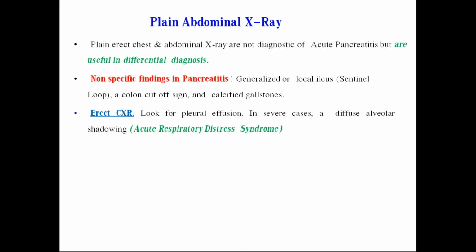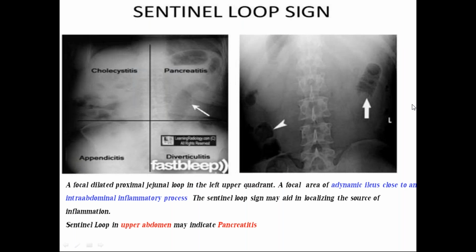The chest X-ray is done to rule out pleural effusion in severe cases, and in very severe cases, diffuse alveolar shadowing because of acute respiratory distress syndrome.